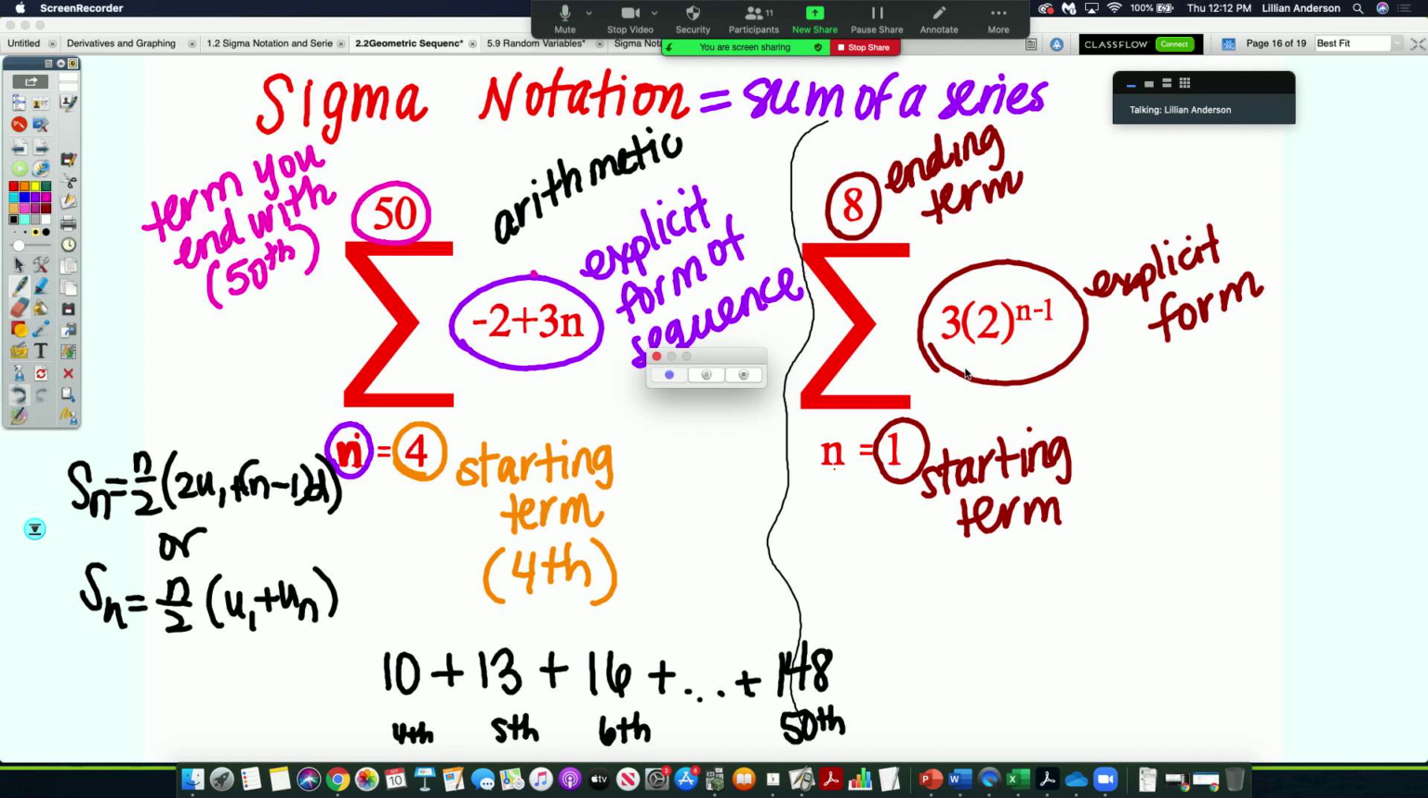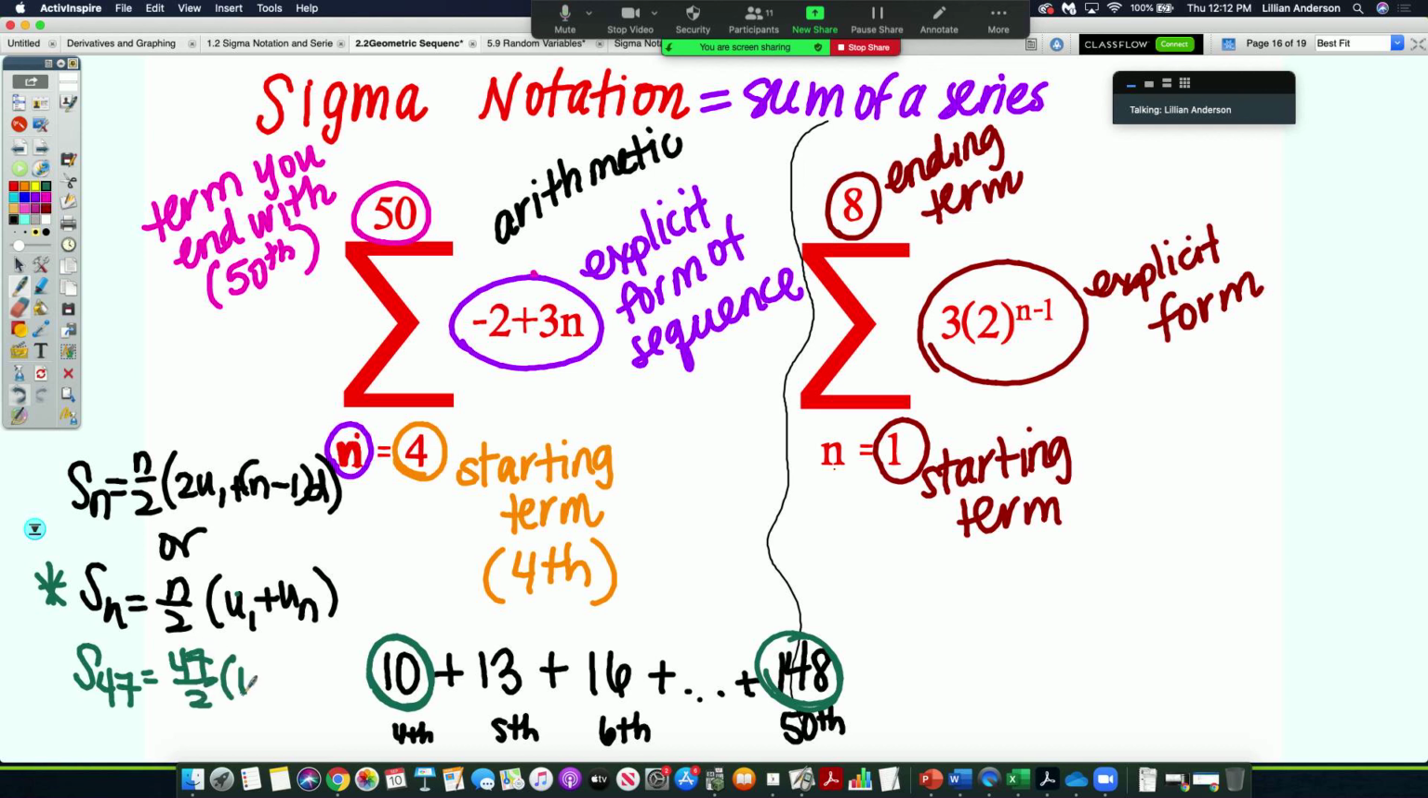So then I can use either of these two formulas to find my sum. Personally, I'm going to use this one right here. Why? Because I have my quote-unquote first term, which is my 4th term, and I have my last term, which is the 50th term. So then that'll be S sub 47 equals 47 over 2 times 10 plus 148. Then I just type that into my calculator and find my sum. I got 3,713.